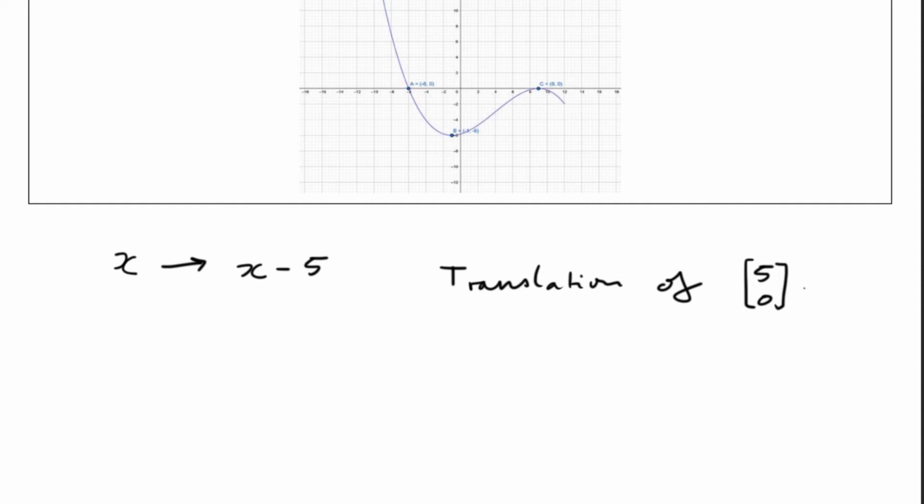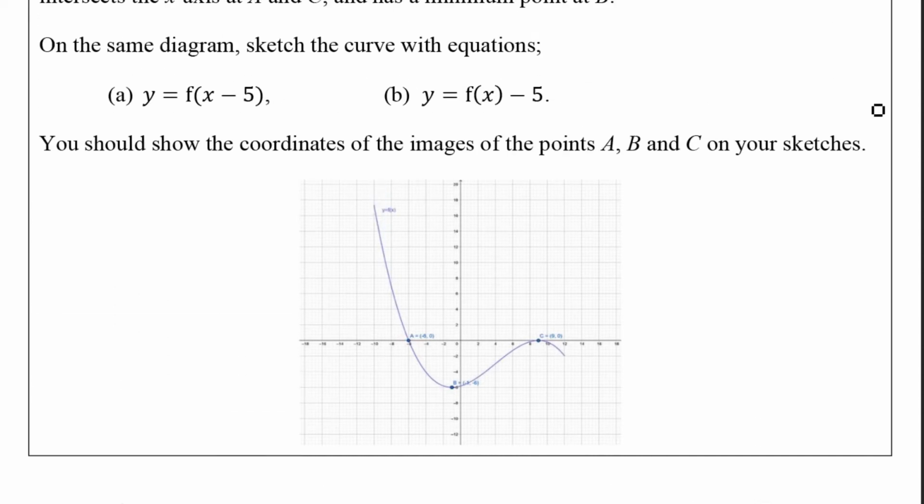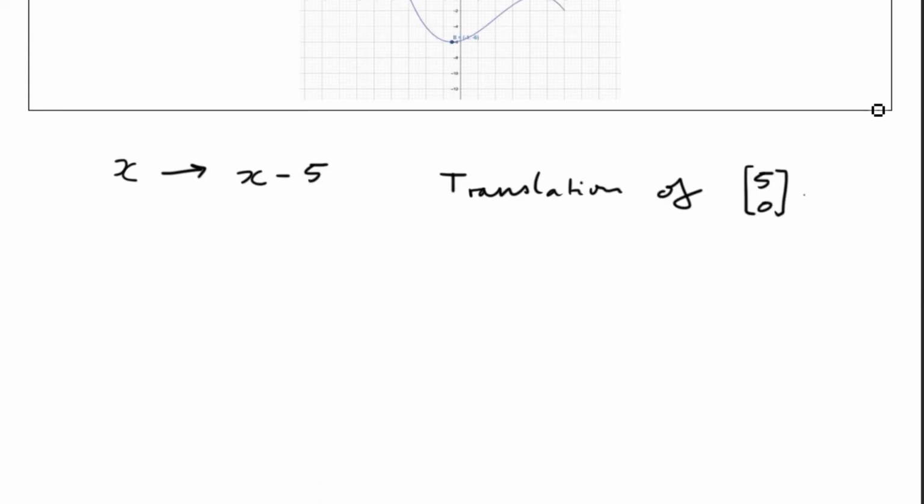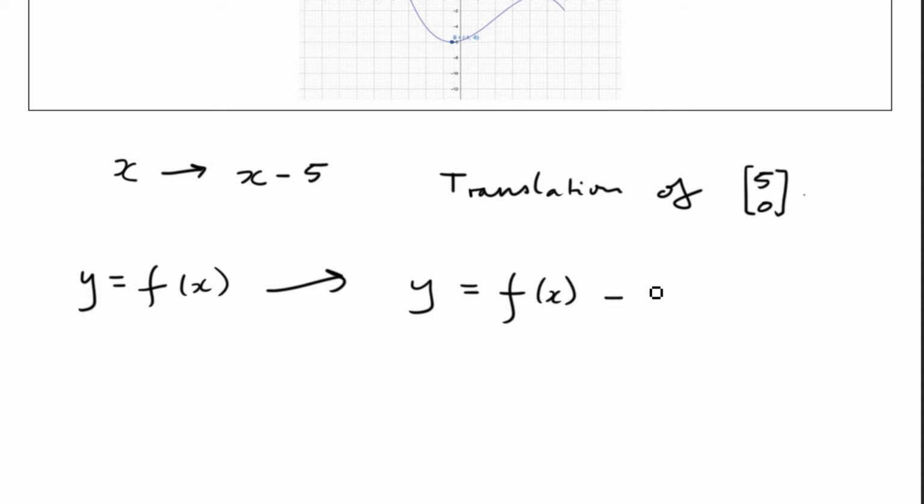The second part of the question asks us to sketch y is f of x minus 5. So, if we have a curve y is f of x, and we want to see what happens when we change it to y is f of x minus 5, what have we replaced x by? It doesn't look like we replaced it with anything.